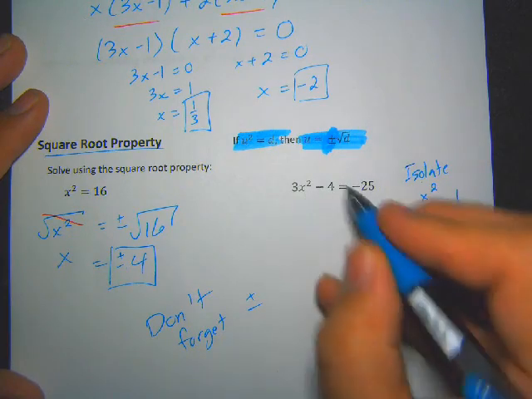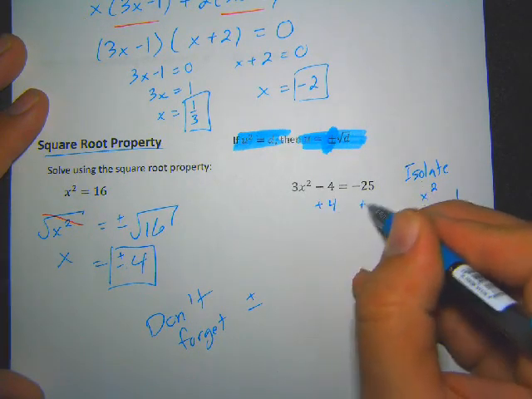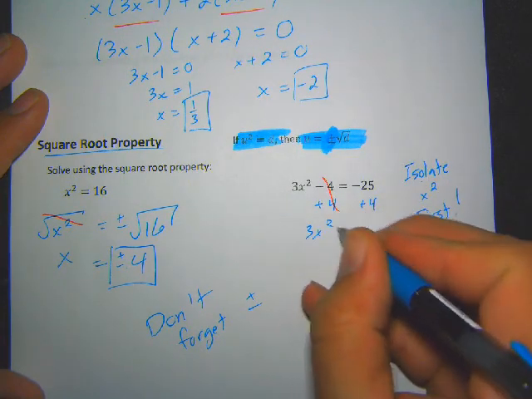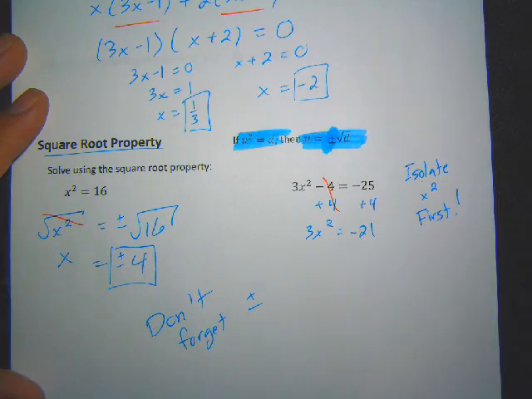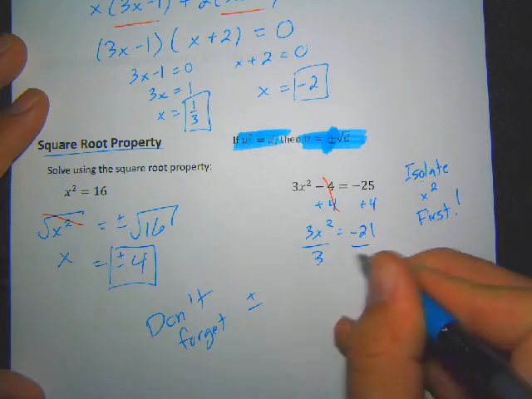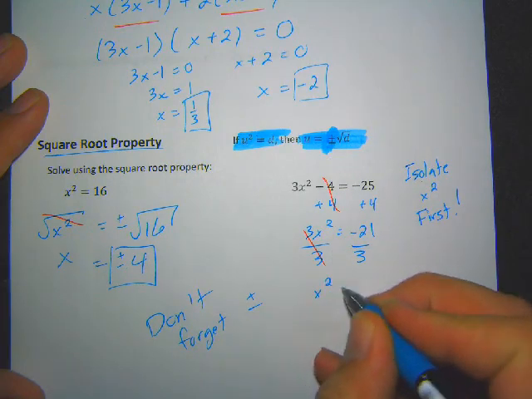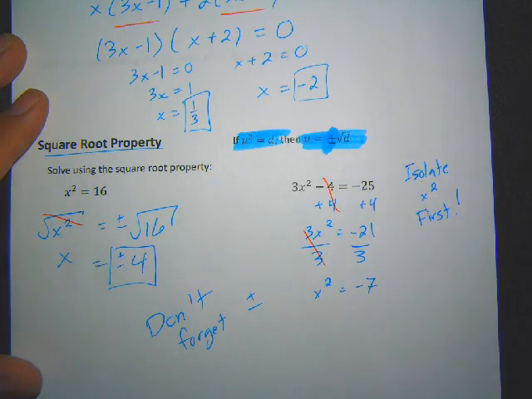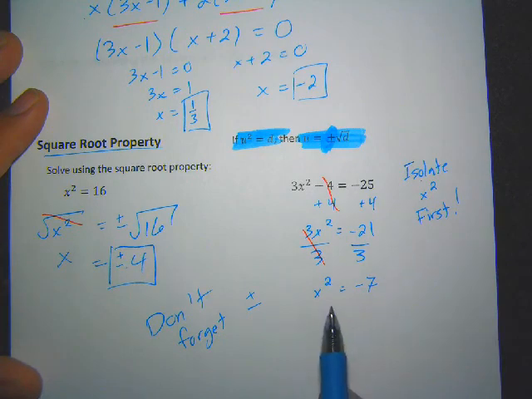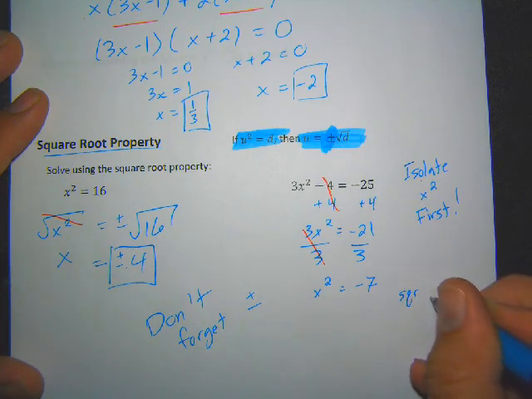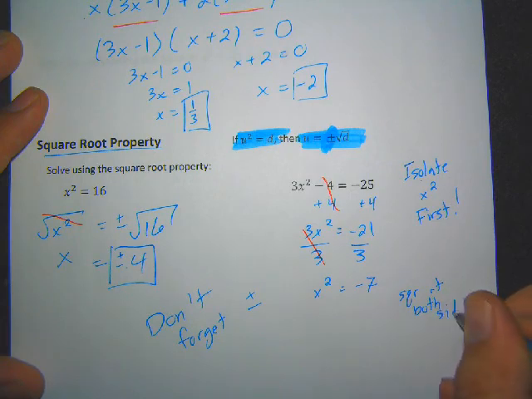So like on this one, I'd go ahead and first add 4 to both sides to get rid of that minus 4. Now we have 3x squared equals negative 21. Divide by 3 on both sides, get rid of that 3, and so we get x squared equals negative 7. Now that I've got x squared by itself, so I got rid of that other junk, now I can square root both sides. But I had to get that x squared by itself first.